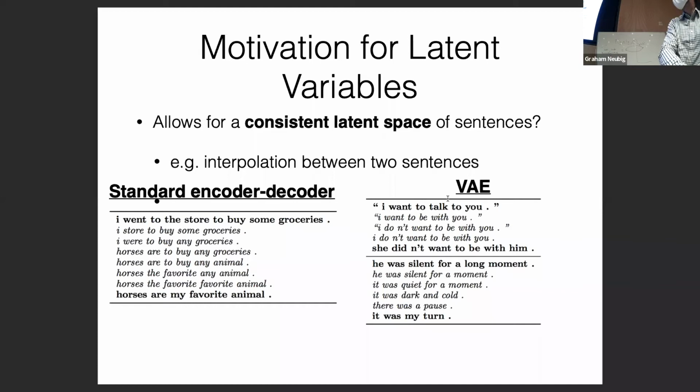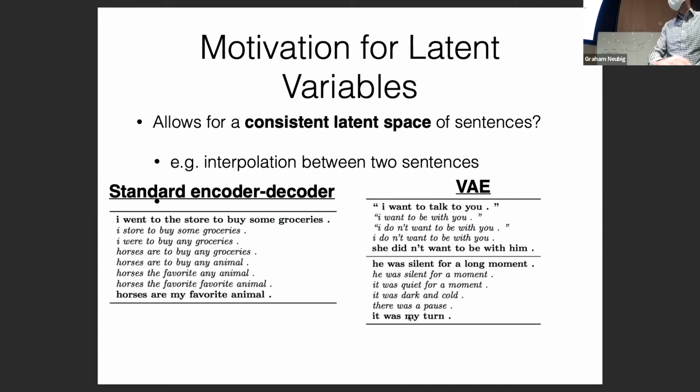But for the VAE, we do a similar thing, and it's like, I want to talk to you. And then it says, I want to be with you, I don't want to be with you, I don't want to be with you, she didn't want to be with him. So basically you can see that as you interpolate between these, they get to be similar. He was silent for a long moment, similar things like this.